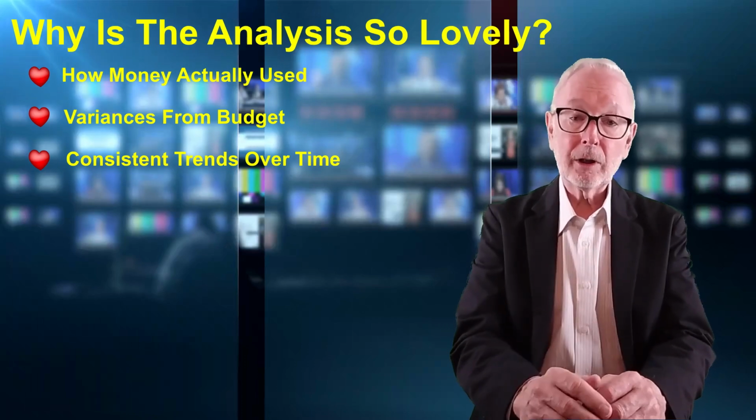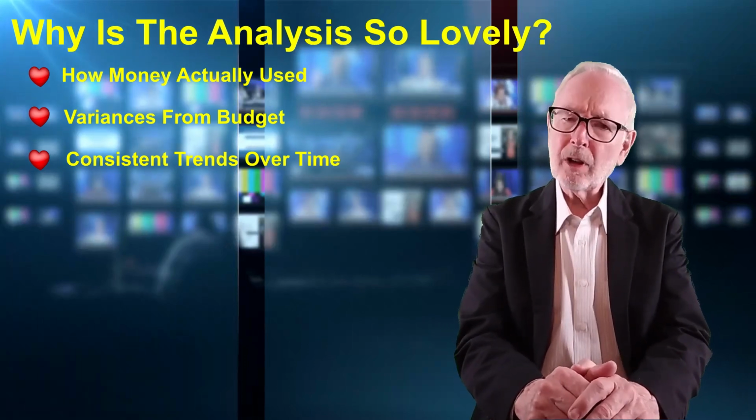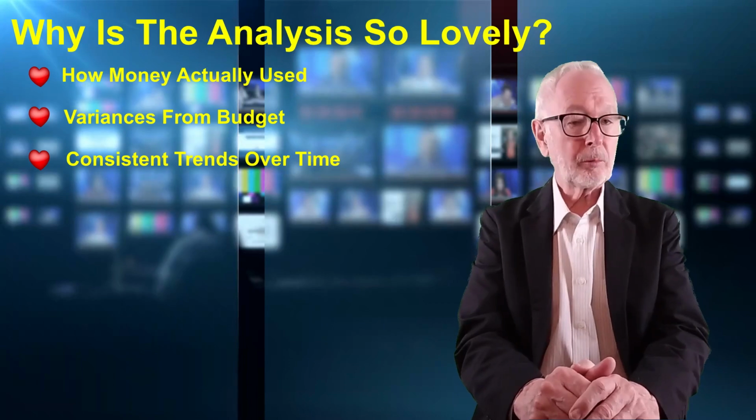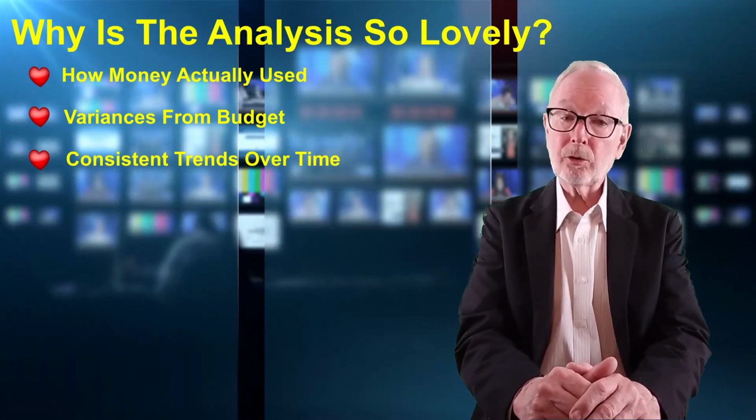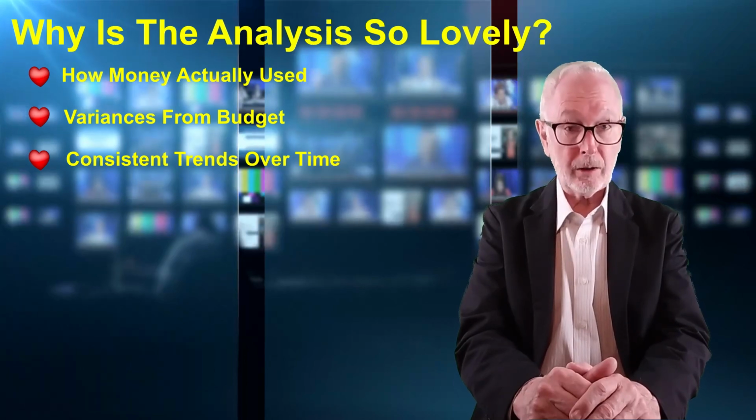Consistent variances may suggest that the board is not learning from experience and that maybe the board needs to take a closer look at what's going on. Now, the information in the analysis is not perfect. It summarizes financial transactions over a 1-year period, so you can't really dive into all the gory details. But still, it's pretty darn good stuff.